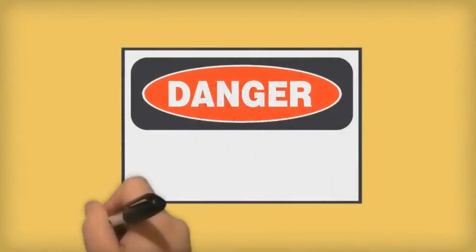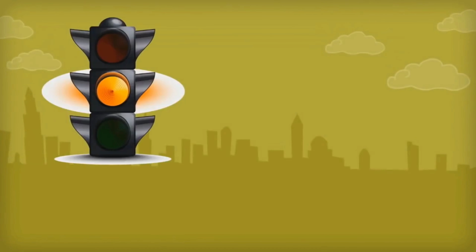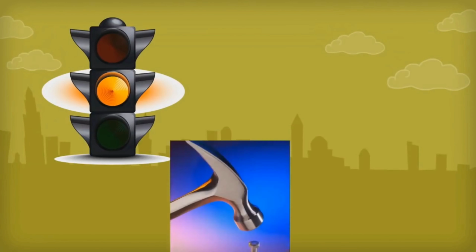Unsafe acts are things like failing to properly do a job, failing to see hazards, or taking unneeded risks. For example, speeding up to make the yellow light, using tools in wrong ways or using damaged or defective tools, not using proper personal protective equipment, ignoring the safety data sheet for chemicals you are using, or deliberately violating safety rules and procedures. How many unsafe acts can you spot today?